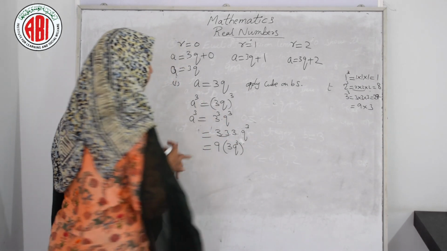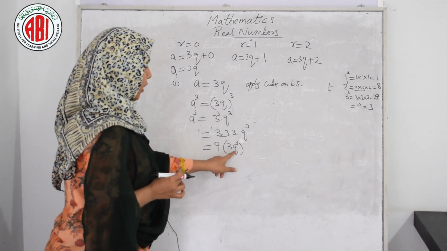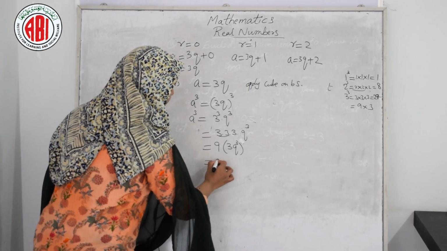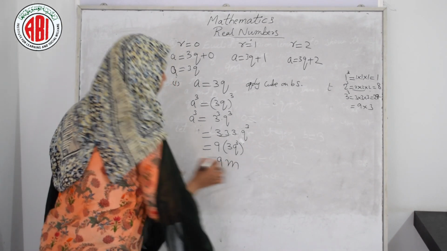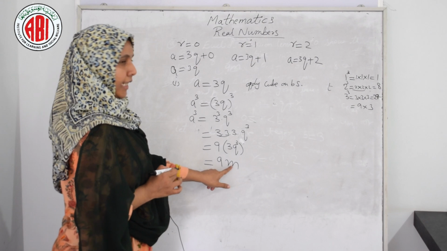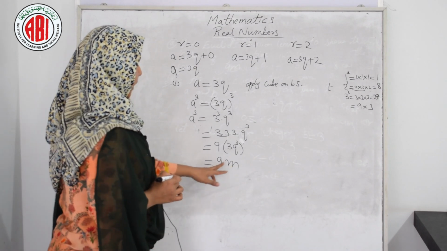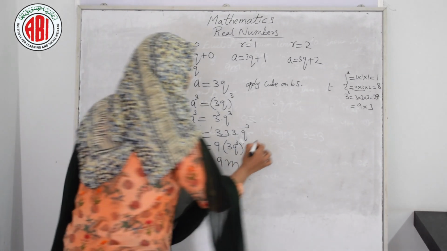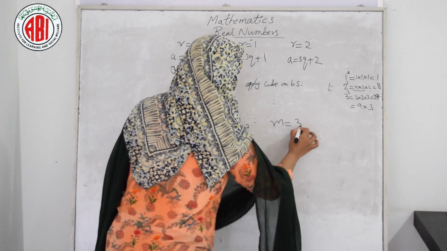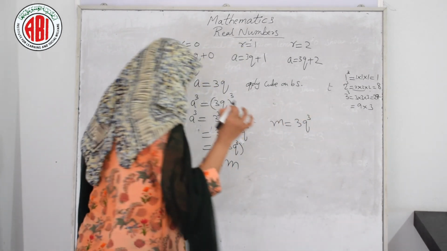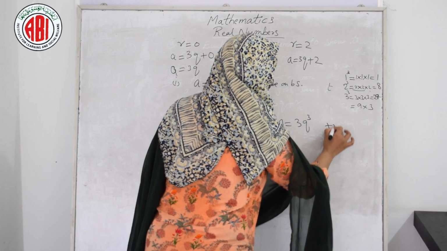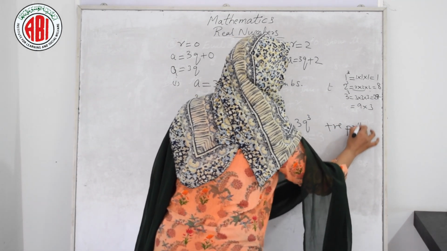So cube will come here. 9 into 3 cube, so this we can write as 9m. 3 cube we are writing as m. That means m is equal to 3 cube, a positive integer. It is a positive integer.